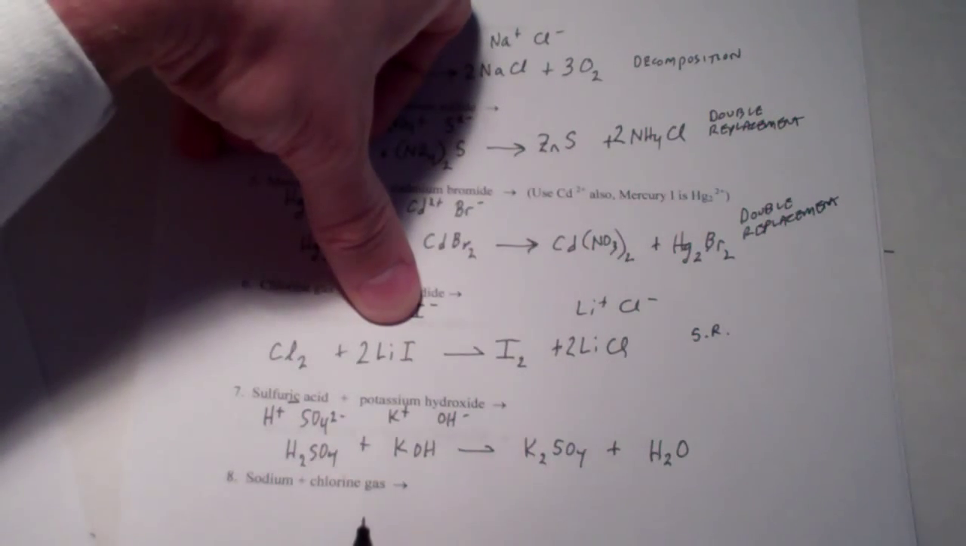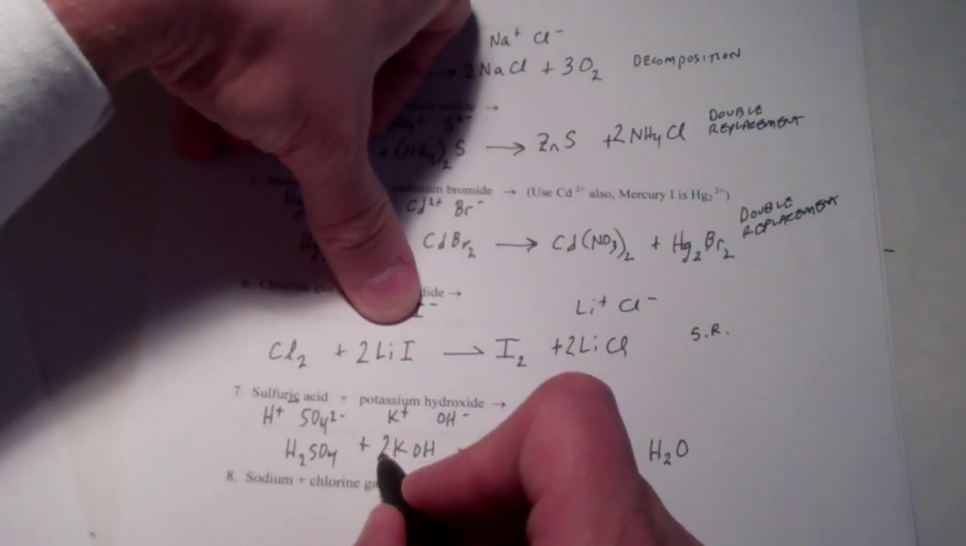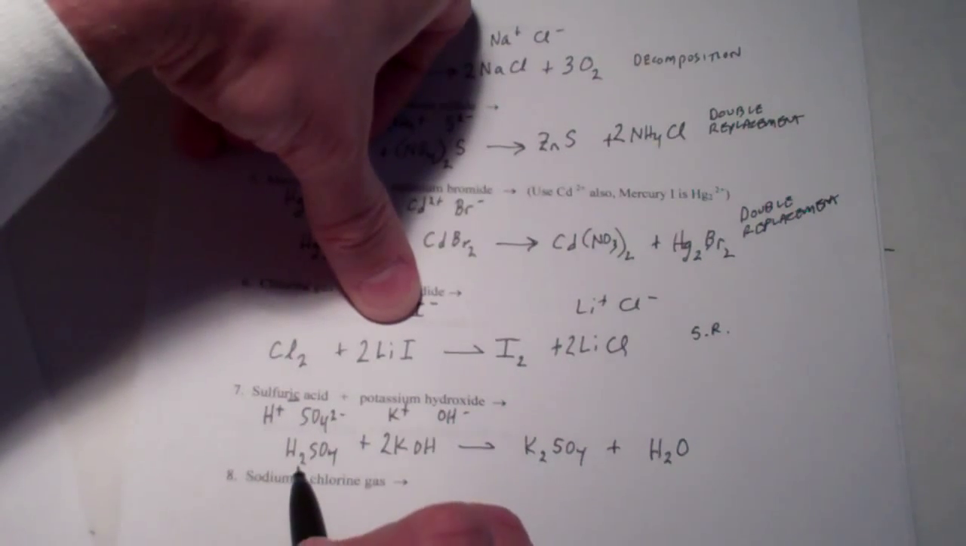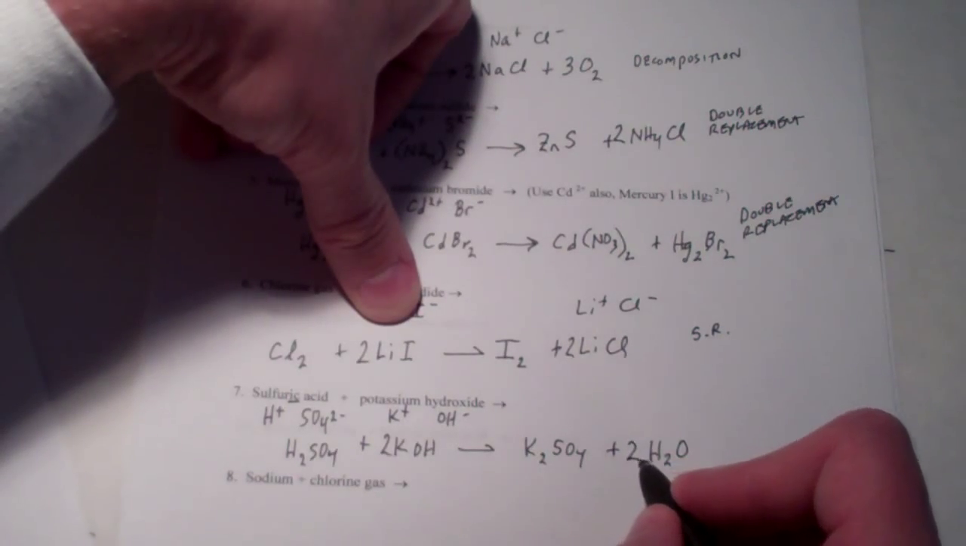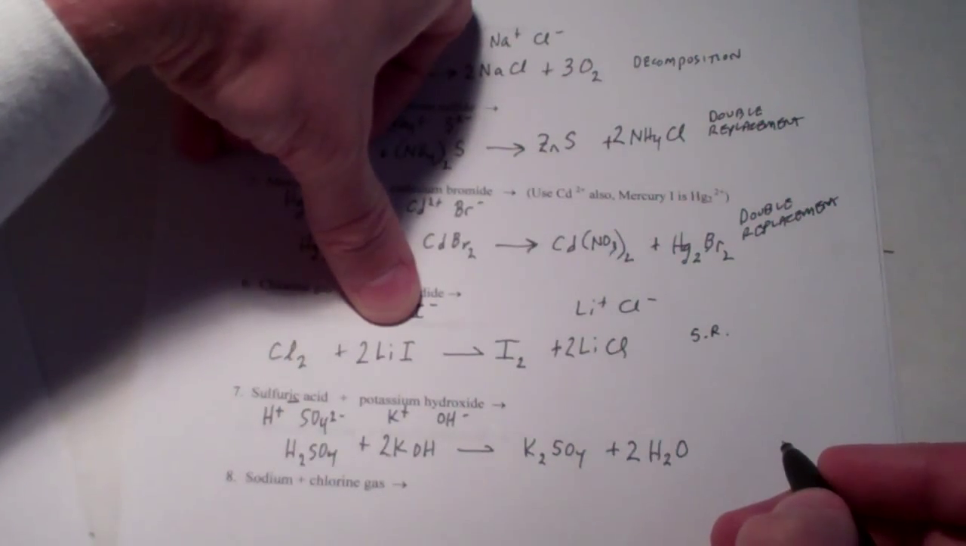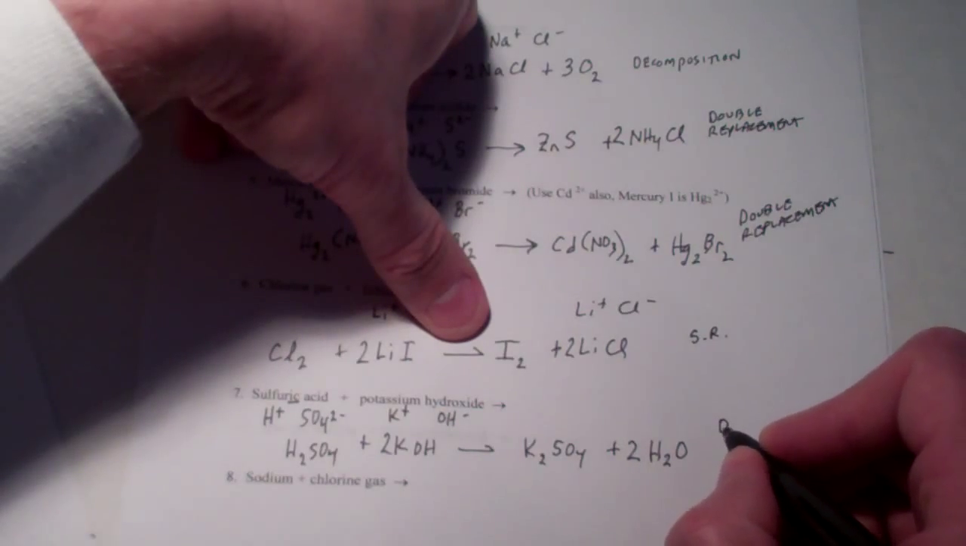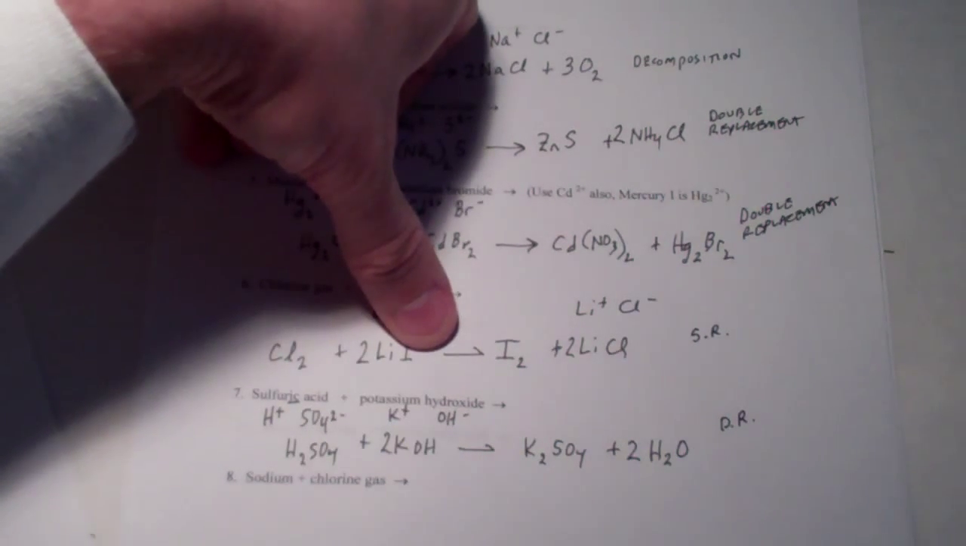Okay, to balance this, it looks like I need 2 potassiums here, and then I have a total of 2 plus 2 more hydrogens for 4. If I put a 2 in front of H2O, that balances. Once again, this is an example of a double replacement reaction.